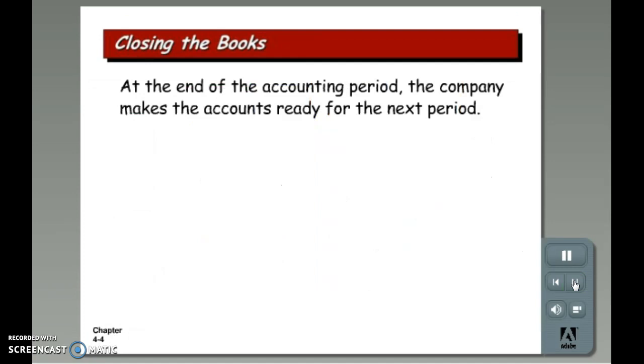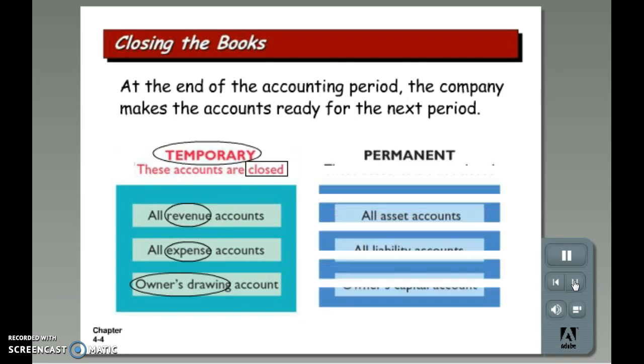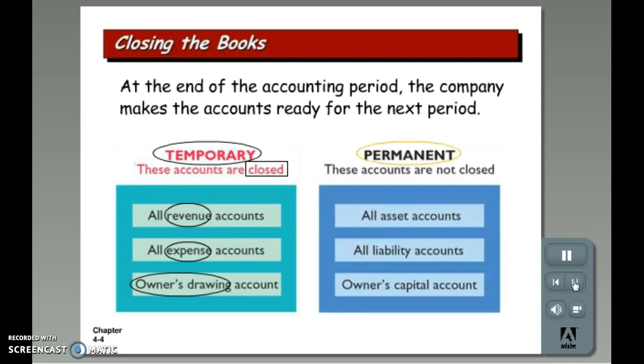At the end of the accounting period, the company will need to get the accounts ready for the next accounting period. The temporary accounts are closed or zeroed out. The temporary accounts include revenue, expense, and the owner's drawings accounts. The permanent accounts are not closed. The permanent accounts are asset, liability, and owner's capital accounts.